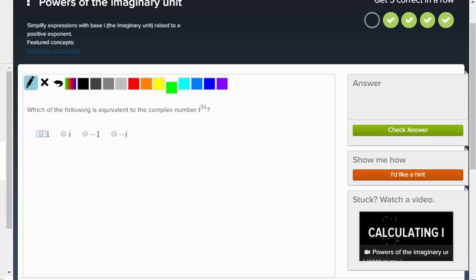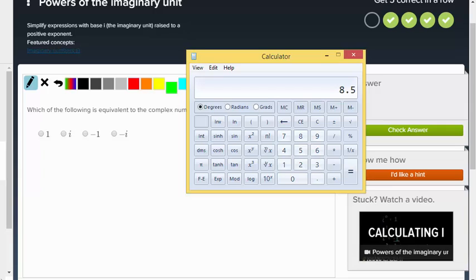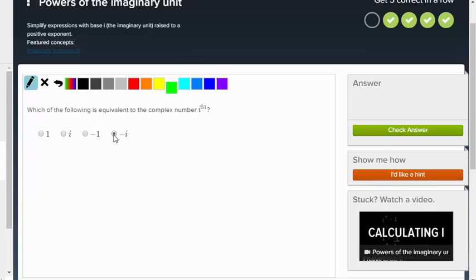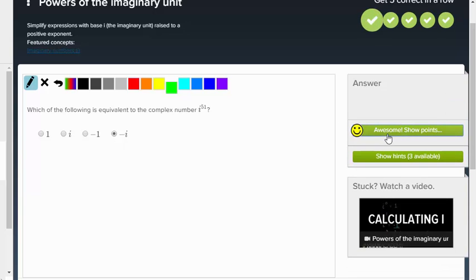All right, let's do 51. What did I say to do? Take 51, divide it by 4, which gives me 12.75. No decimal, 0.25, 0.5, 0.75. It's going to be negative i. That's all this is: just finding the exponent, dividing by 4, and figuring out which one of those 4 values I have and which one it goes with. And that's all there is today. Good luck. Let me know if you have problems.